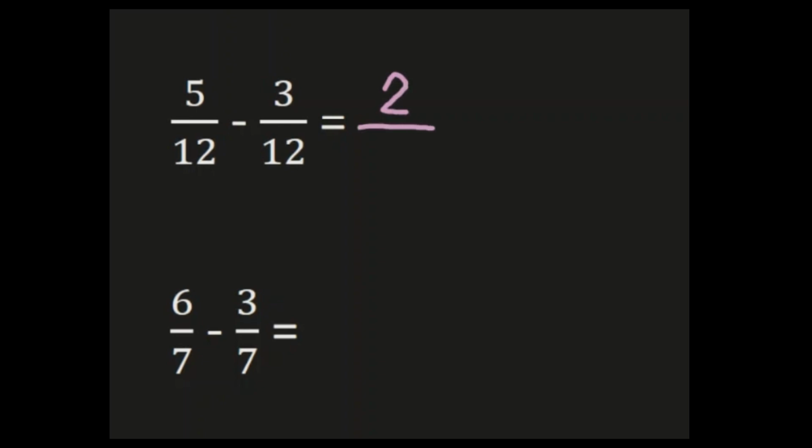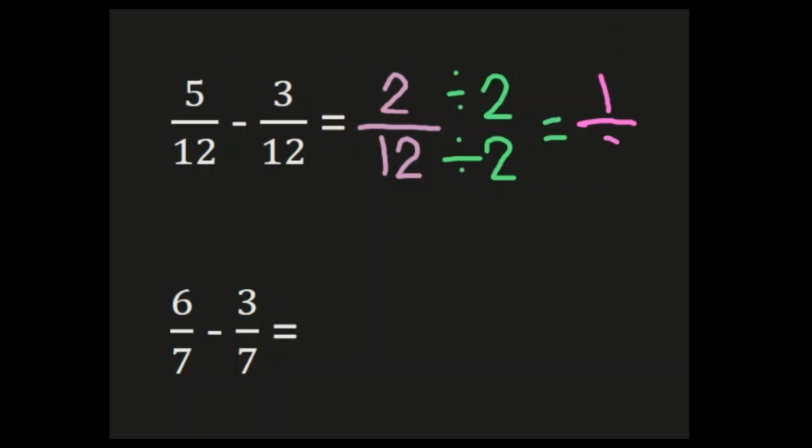Now we need to look at our 2/12 and we need to ask ourselves, can we simplify? Well, 2 and 12 share a common factor of 2, so we can simplify. So we're going to divide our numerator by 2 and divide our denominator by 2 to simplify. So 2 divided by 2 is 1, and 12 divided by 2 is 6. So 5/12 minus 3/12 equals 1/6.